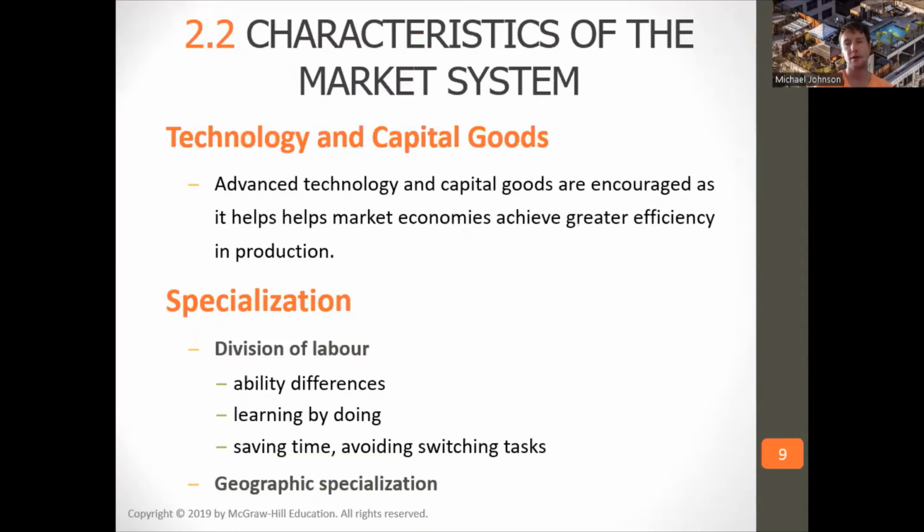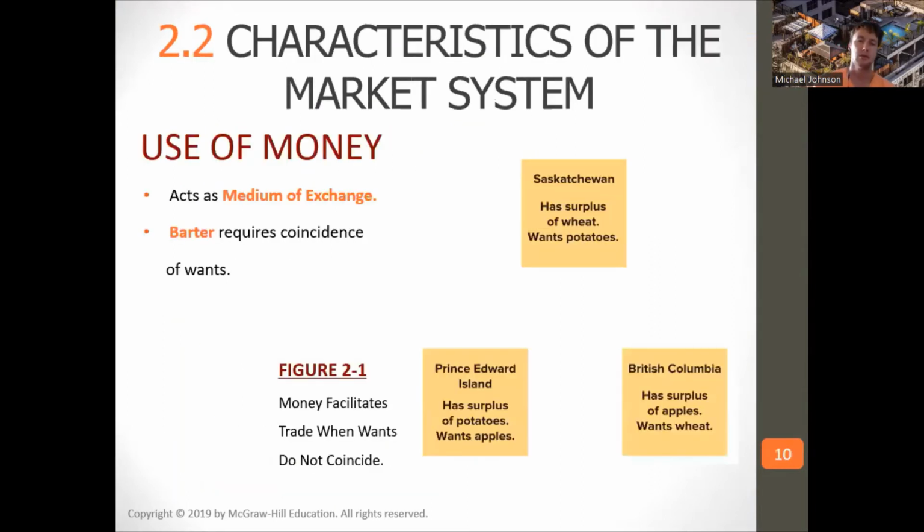So it's important to have technology and capital goods because they allow for better efficiency. And you need money also. The reason why we need money is because we can't trade, let's say, a plane for rice, right? We can't trade lobster for bread. It just doesn't make any sense. That's why we need money, because goods are of different value.